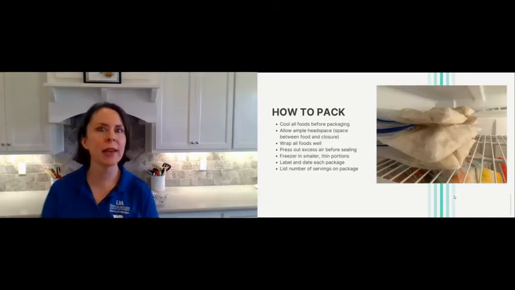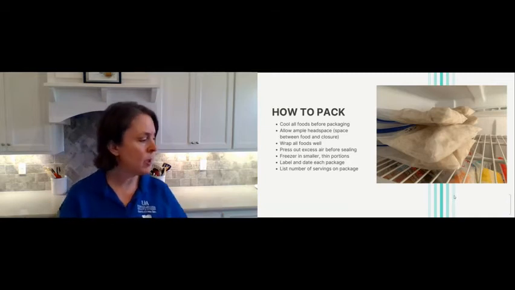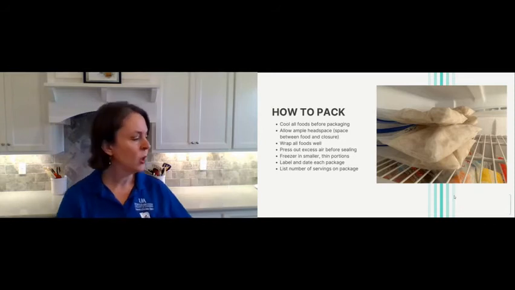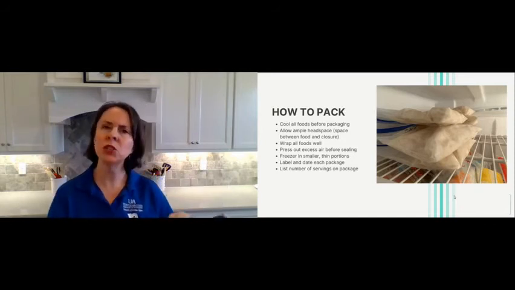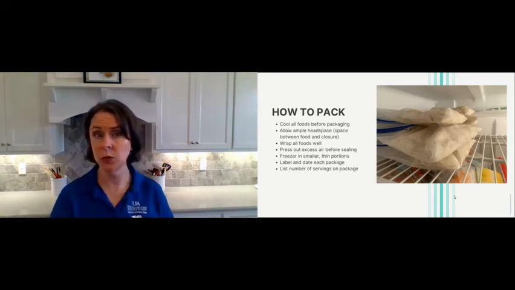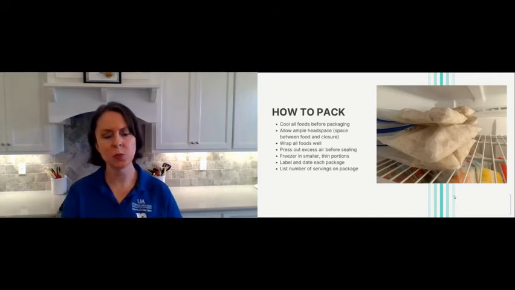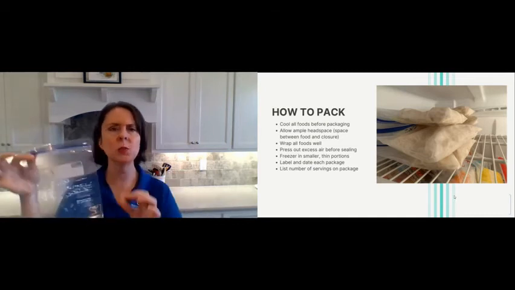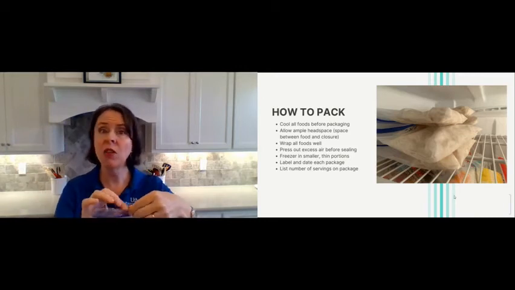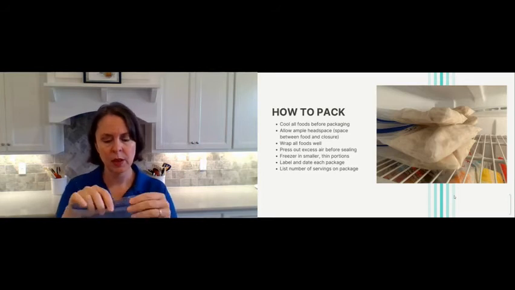Now, how to pack. Again, cool that food before packing. Allow ample headspace. You don't want it to come up right to the very top. You want to wrap your foods well, especially if you use a casserole dish. You can wrap it up really well using your heavy-duty aluminum foil. And as in the picture, you want to freeze in smaller, thin portions. So that's when the bags come in really handy. But you want to press out all the excess air that you can before you put them in the freezer.